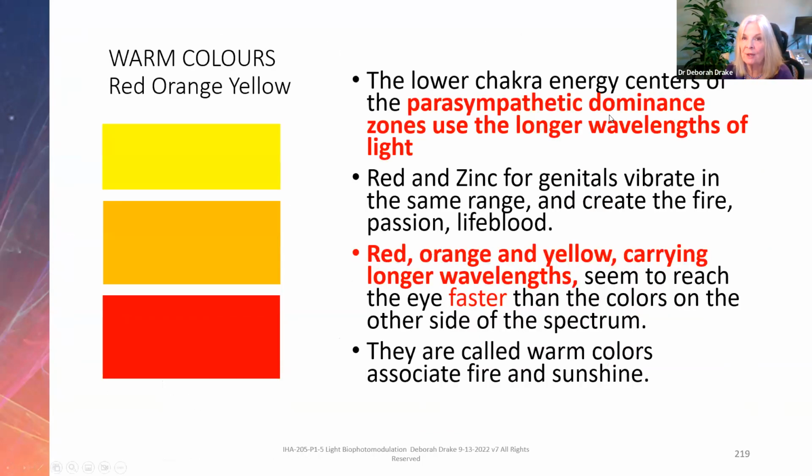The lower chakra energy is a parasympathetic color. So the parasympathetic dominance zones have longer wavelengths to calm down your adrenals, okay? The red and the zinc makes adrenaline. The red makes testosterone and all your hormones for sex and relaxation. The orange colors are more for cleaning you. And then when you get into the yellow colors, we're talking about the manufacturing plant of the liver. So it's going to like a lot of sulfur for building blocks and other things that improve the body that way.